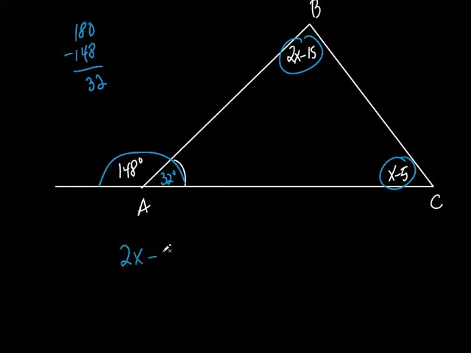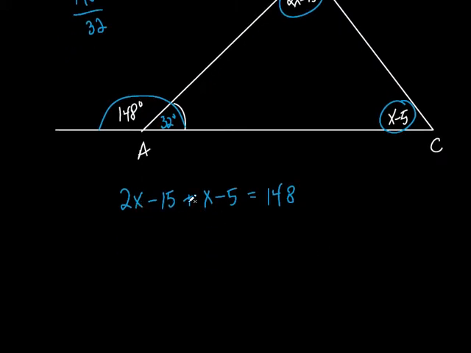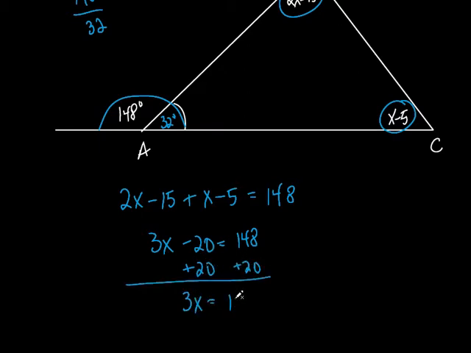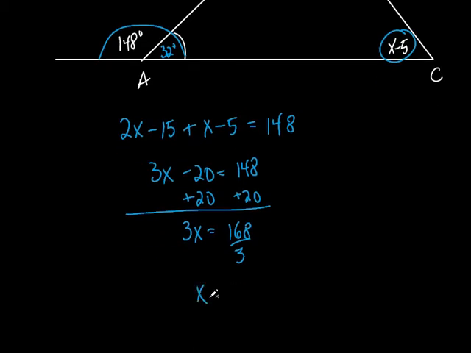So let's do that. So it's 2x minus 15 plus x minus 5 equals the exterior, which is 148. And now we do some algebra and you solve for x. 2x plus x is 3x. Negative 15 minus 5 is negative 20, and that equals 148. Add a 20 to both sides, and that's 168. And then you divide by 3, and what is that? What's 168 divided by 3? 56? Yep, 56. All right, so x is 56.